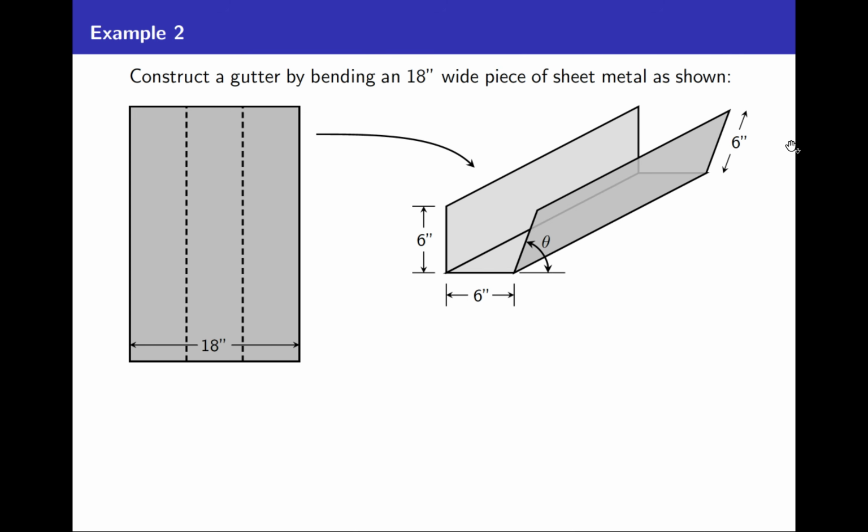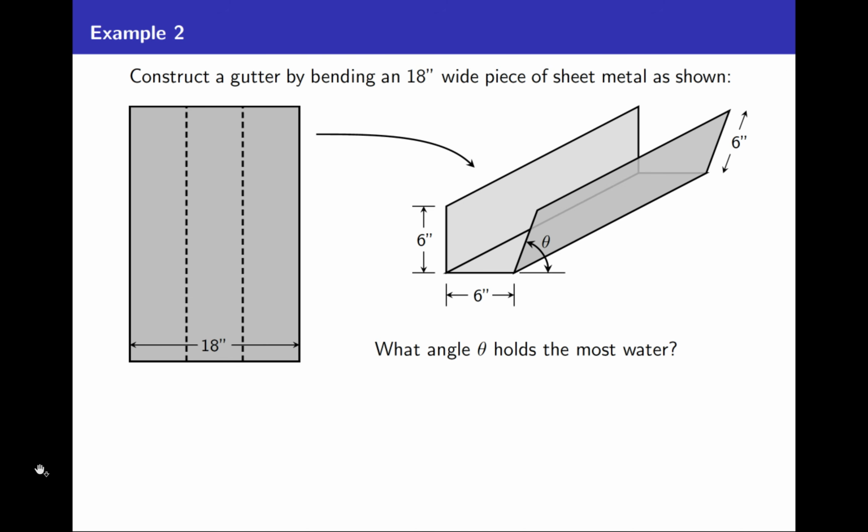So you're going to make a gutter by this recipe. And the question here is, what angle theta is going to hold the most water? What angle theta would give you a gutter that has the greatest volume? So here's theta. It could be anywhere from, say, 0 to 90 degrees.